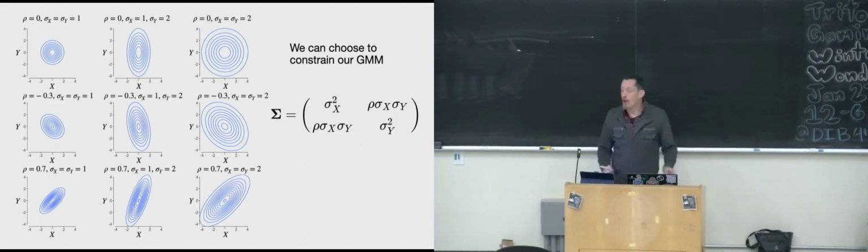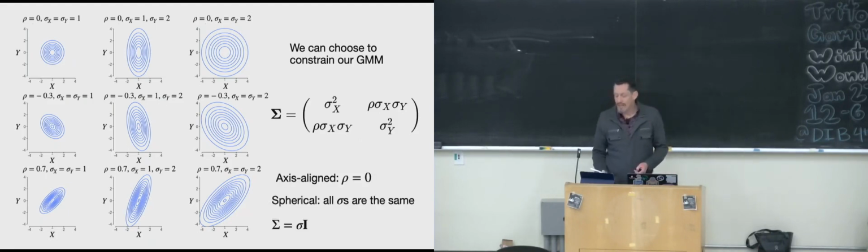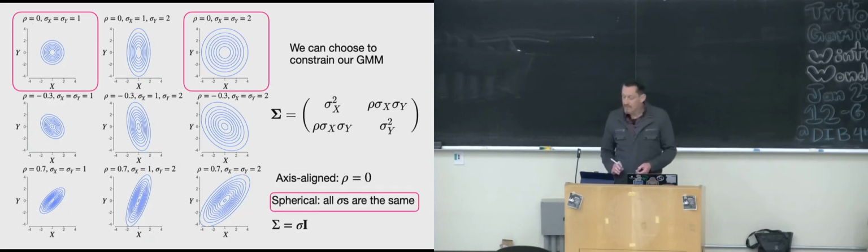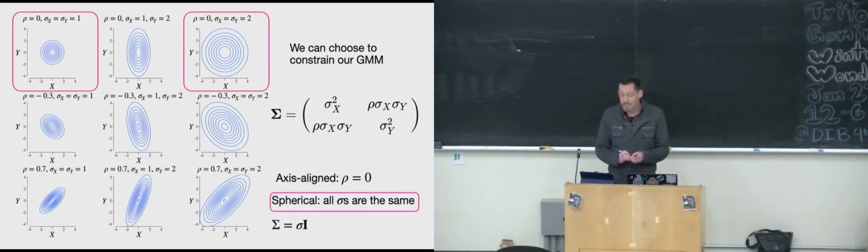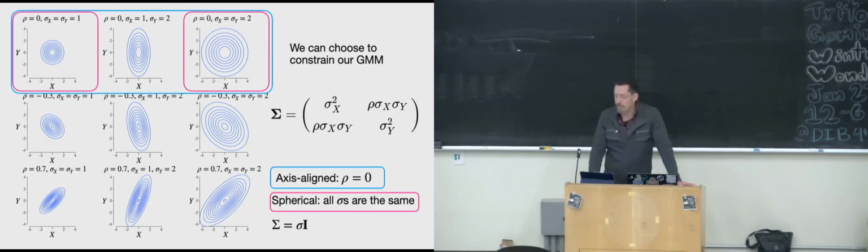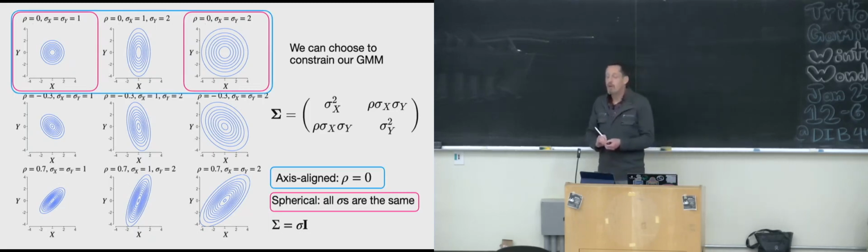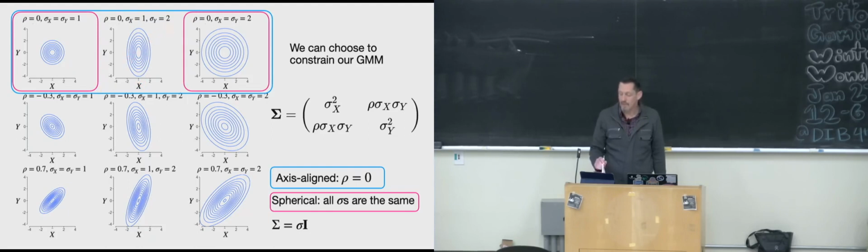Okay, so we saw this picture before. We have the axis-aligned stuff, right? And the spherical stuff. The spherical stuff is where all the things on the diagonal have exactly the same number in them, right? I've got the same variability along x as I do in y. And so the resulting variability is spherical. A little bit less constrained is the axis-aligned stuff, where there's no covariance, but we allow x and y to have separate variability, right? I have more variability in y than I do in x, but I don't have any covariability. I don't have anything going along like this.